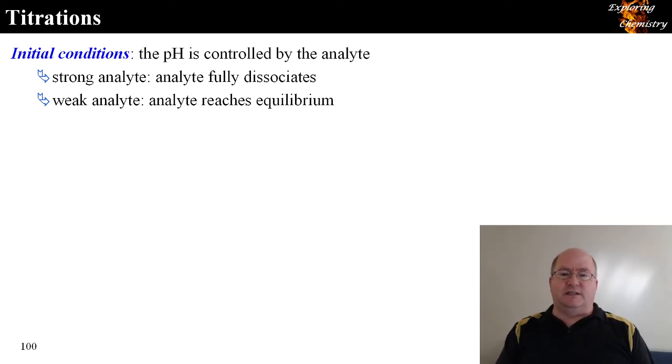Initial conditions. The pH is controlled by the analyte. That's all that's left. That's all that's in the flask, only your analyte. If you have a strong analyte, it dissociates fully. If you have a weak analyte, it reaches equilibrium in solution. We've done both of those calculations already.